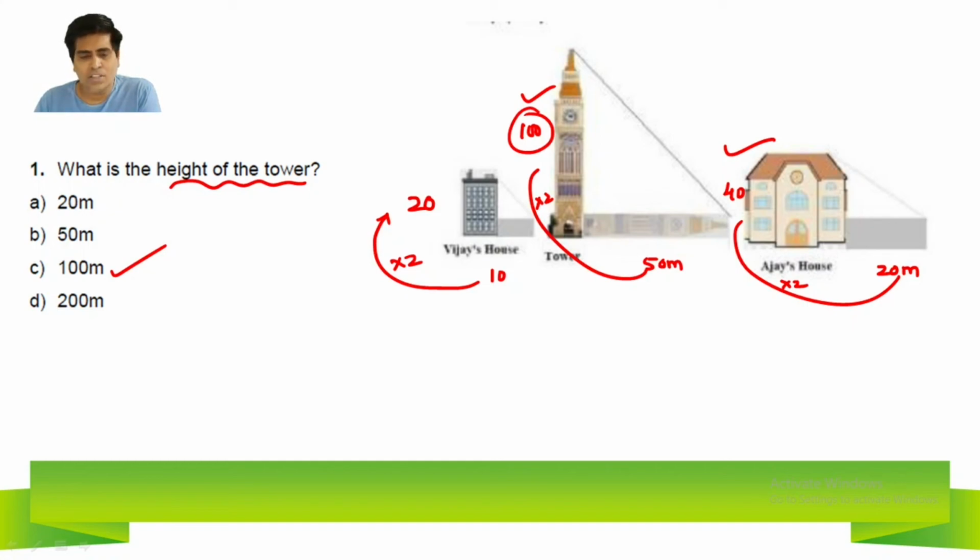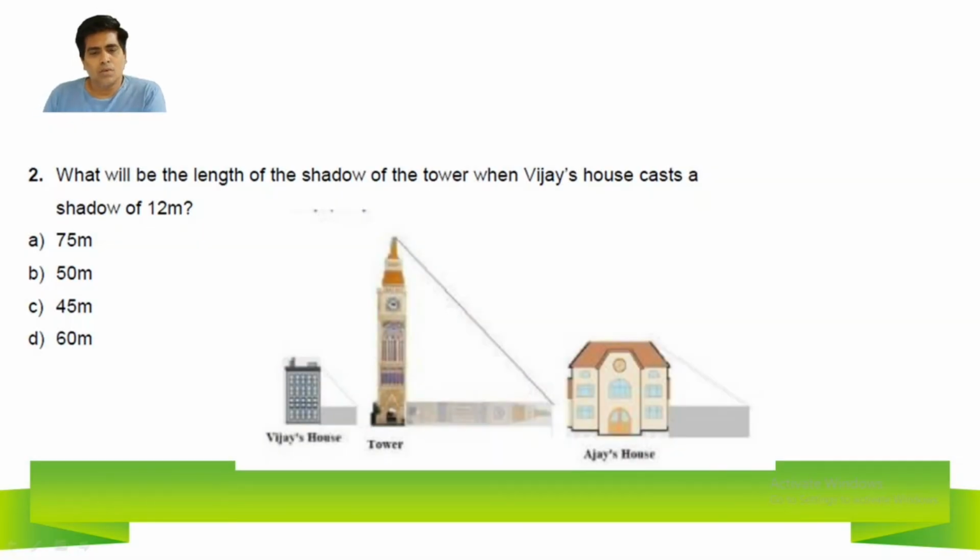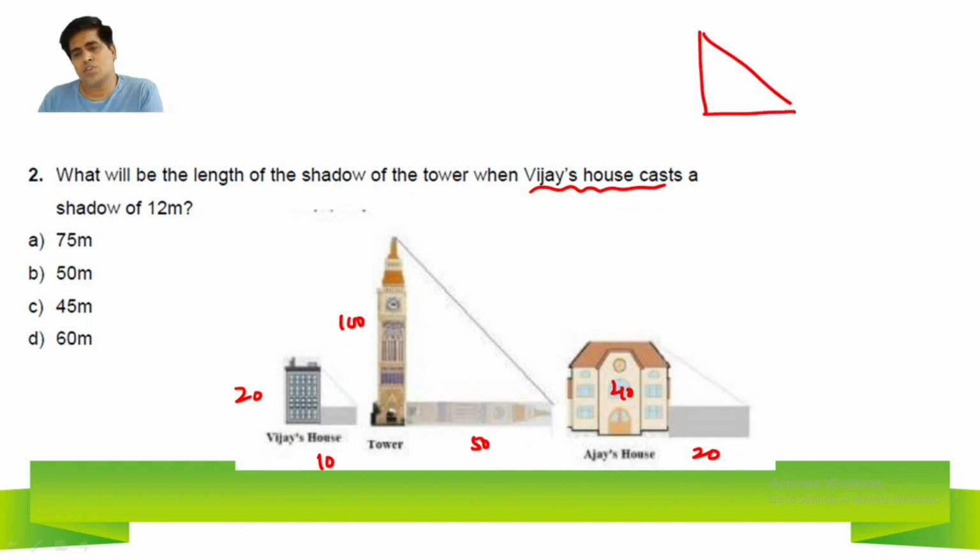Let's see the other questions now. So what are the other questions? Here it is 20 and 10, and here it is 100 and 50, and here it is 40 and 20. This is the information we already know. Now he has changed the shadow of Vijay's house. Vijay's house shadow is 12. So now I am changing according to the question.